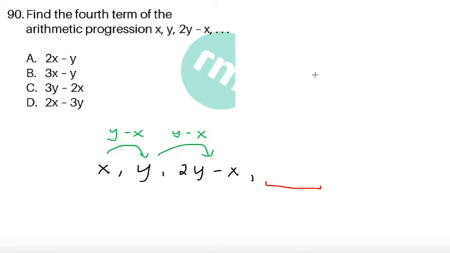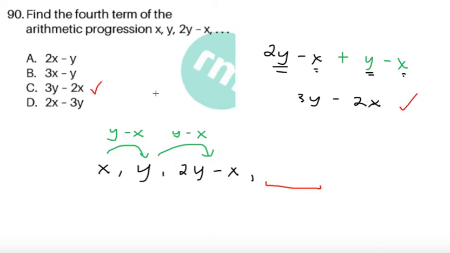Now, all I have to do is take 2y minus x and then add y minus x. So if I simplify this, 2y and the y here gives me 3y, and negative x and negative x here gives me minus 2x. So I'll be getting my answer of 3y minus 2x, and this corresponds to choice C.